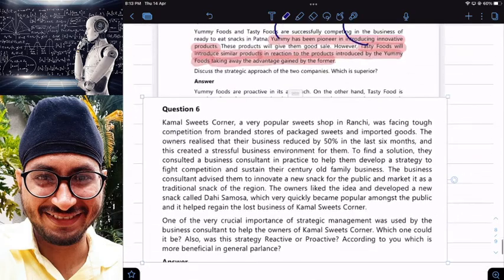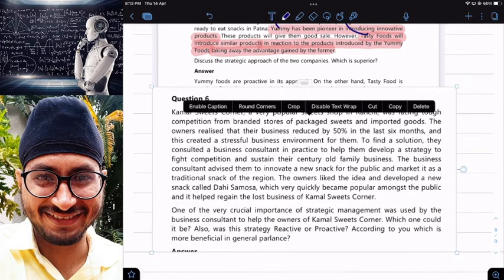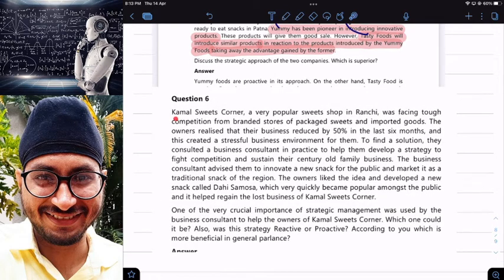Now see this. They say Kamal Sweets Corner, a very popular sweet shop in Ranchi, was facing tough competition from branded stores of packet sweets and imported goods. The owners realized that their business reduced by 50% in the last 6 months, and this created a stressful business environment for them. To find a solution, they consulted a business consultant to help them develop a strategy to fight competition and sustain their century old family business.